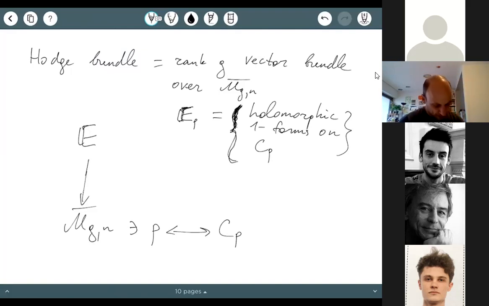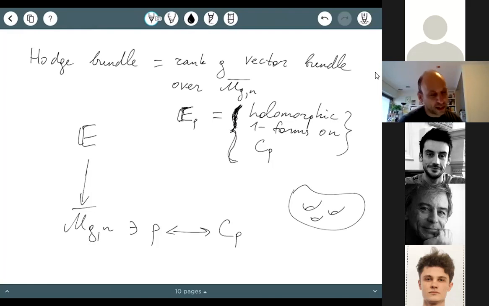Right, so every point in the moduli space corresponds to a curve. On this curve, we have holomorphic one forms. And it is well known that on the genus G smooth Riemann surfaces, the space of holomorphic one forms has dimension G. So you get a rank G vector bundle. And the only question is, how do you extend the definition to stable curves?